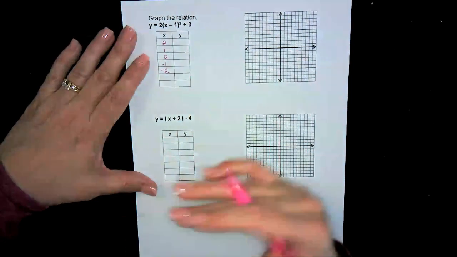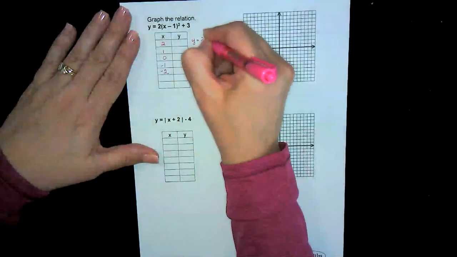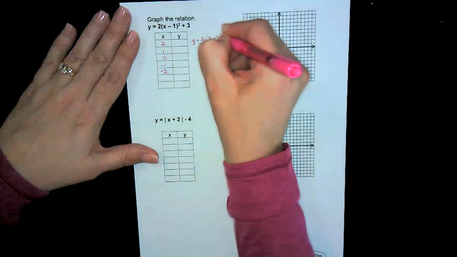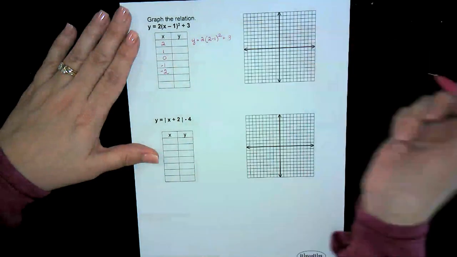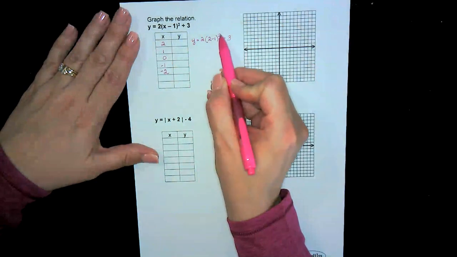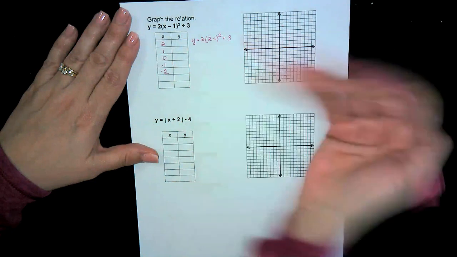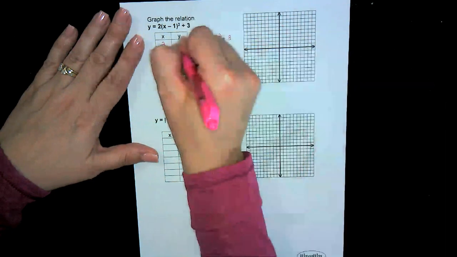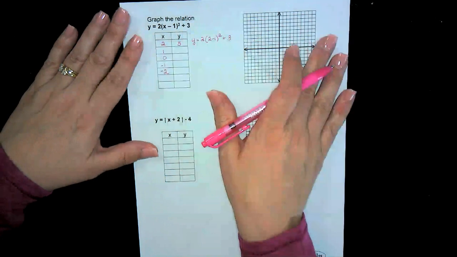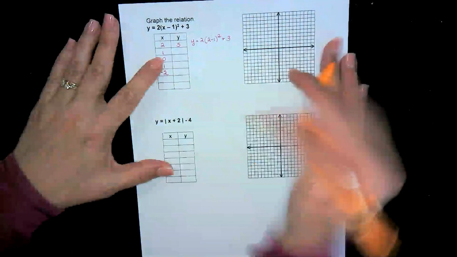I want a mixture to see what happens. So what I do is I replace x with this value. So y equals 2 times (2 minus 1) to the second power plus 3. Okay, so 2 minus 1 is 1. 1 to the second, still 1. 2 times 1 is 2. Plus 3 gives me 5. And you can use your calculator to help you with that value. Okay. Let's put in 1.